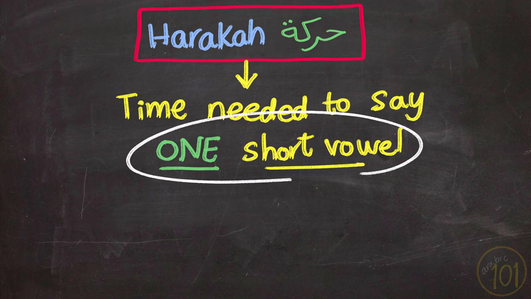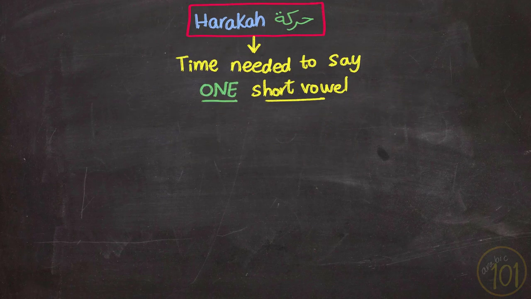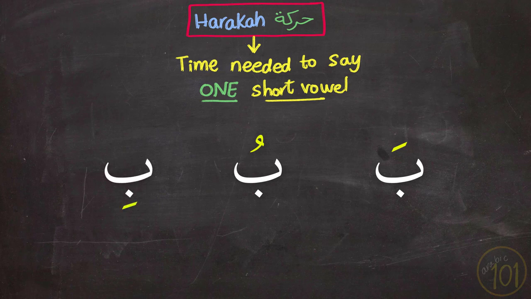So a haraka is one fatha, one dhamma, or one kasra. So in other words, it is the time you spend to pronounce ba, bu, bi. That duration of time is one haraka. And since you take about the same time to say ba, bu, bi, we gave them all the same name, which is haraka.